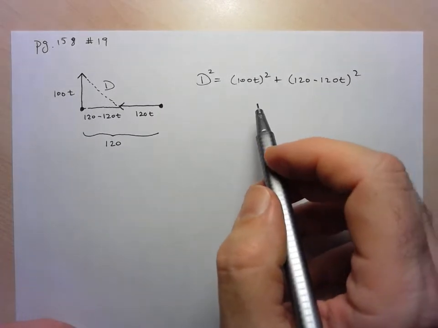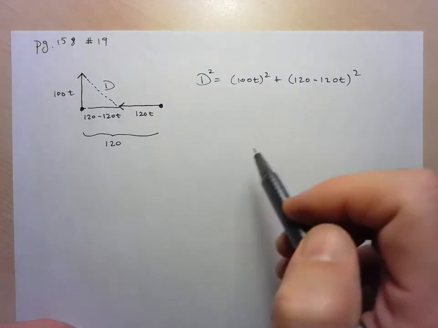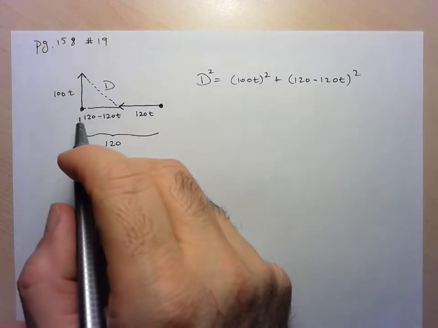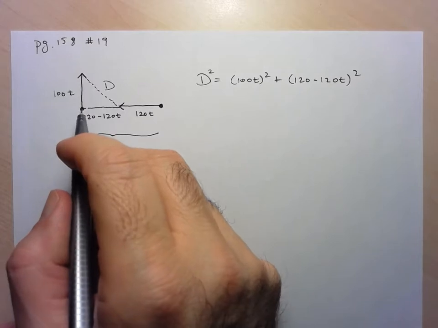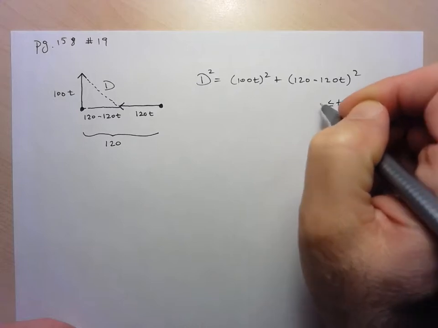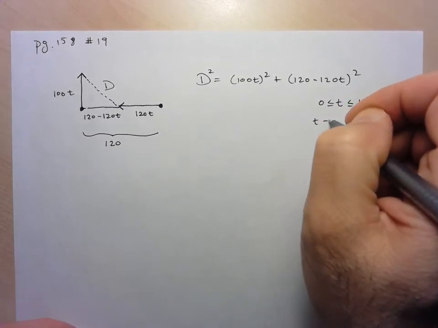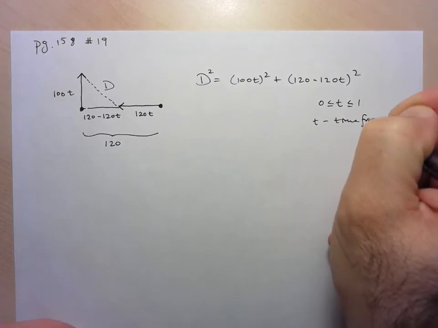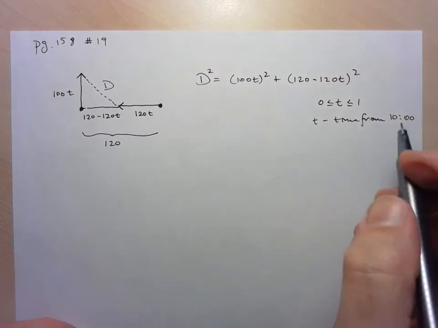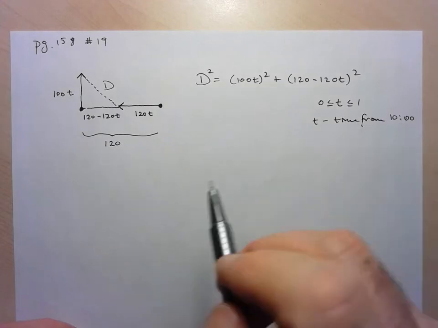The only other thing we need is our constraint on the variable here. We know that we're only interested from 10 a.m. to 11 a.m., from when we start to when that second train arrives at the station. So I'm going to let t vary between 0 and 1, where t represents time from 10 a.m. Instead of working with 10 and 11, I'm just going to work from 0 to 1, understanding that t represents the time from 10 a.m.